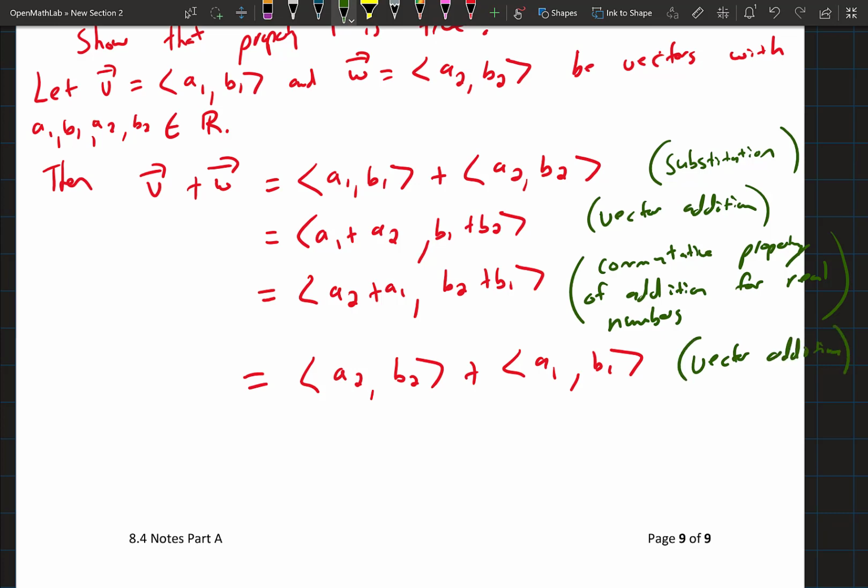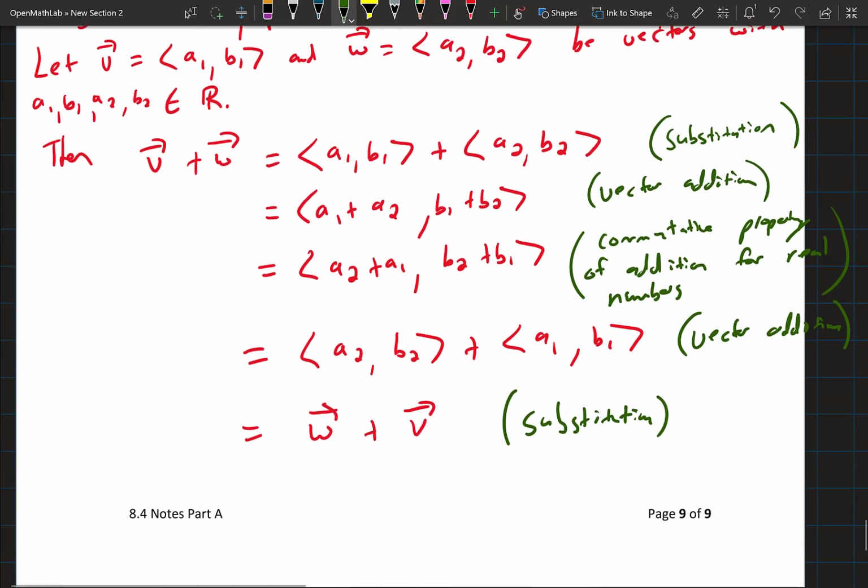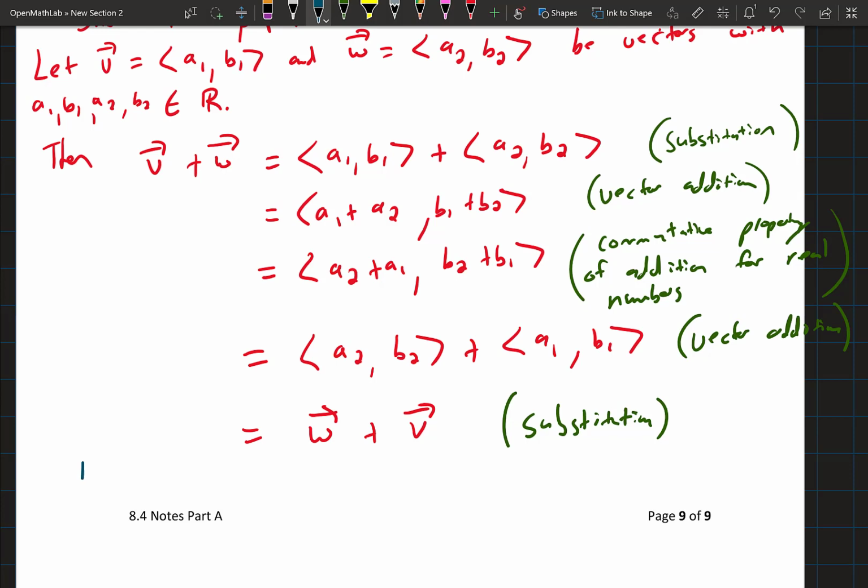And then now this would equal w plus v, and that's just by substitution, because a2 comma b2 is w and a1 comma b1 is v. So that holds true. So we can say, therefore, vector v plus vector w equals vector w plus vector v. There's a concluding statement.